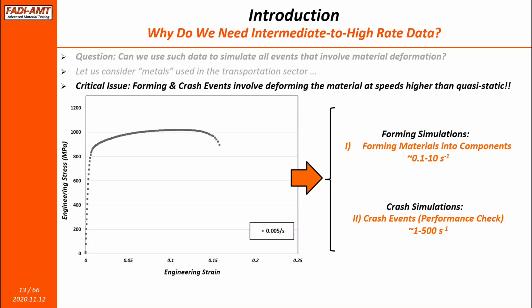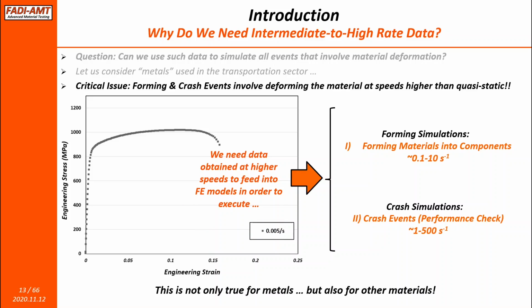And I put in this slide just some general ranges of strain rates that we typically see for such events. For forming, we are typically between 0.1 and 1, sometimes higher, strains per second. And obviously for crash, we could reach hundreds, if not thousands, sometimes, of strain rates per second. Therefore, we do need data at higher speeds in order to feed into these models.